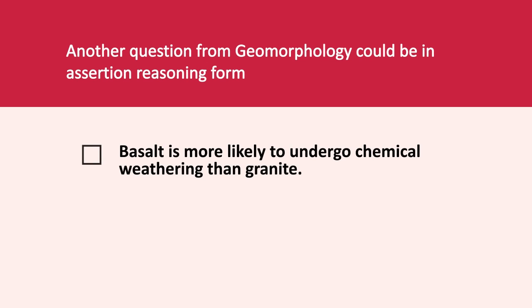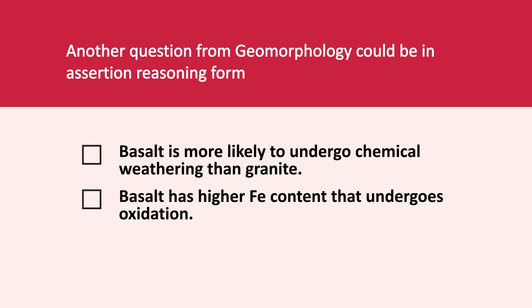Another question can be asked from geomorphology, in the form of assertion reasoning. The assertion in this case is basalt is more likely to undergo chemical weathering than granite. The reasoning is basalt has higher Fe content that undergoes oxidation. The fact is basalt really undergoes chemical weathering faster, and that is largely because of a high amount of iron content that allows it to be oxidized and go on to become weak.